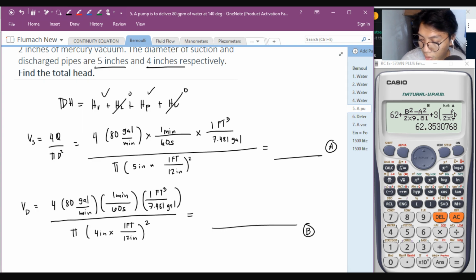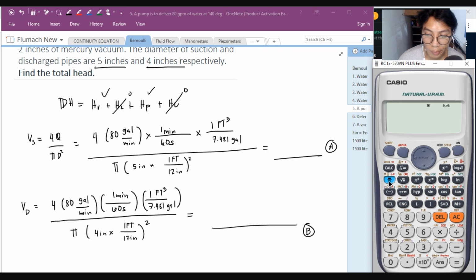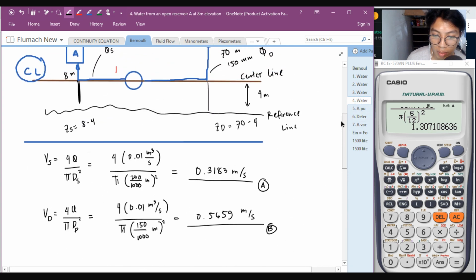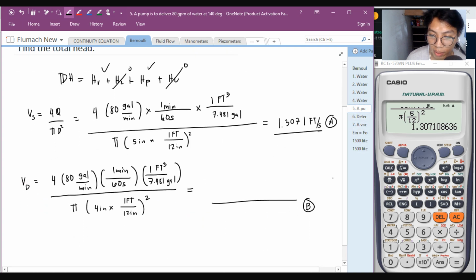Calculate. Okay? Calculate muna natin. So, 4 times 80 divide by 60 times 7.481. Divide by pi. 5 divide by 12 squared. The answer will be 1.3071 feet per second. Okay. Feet per second. Store natin yung value nyo kay A.